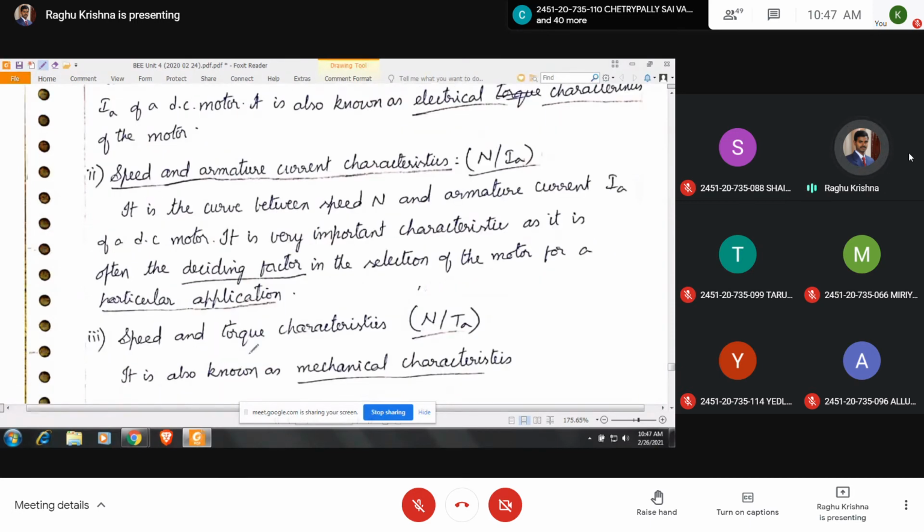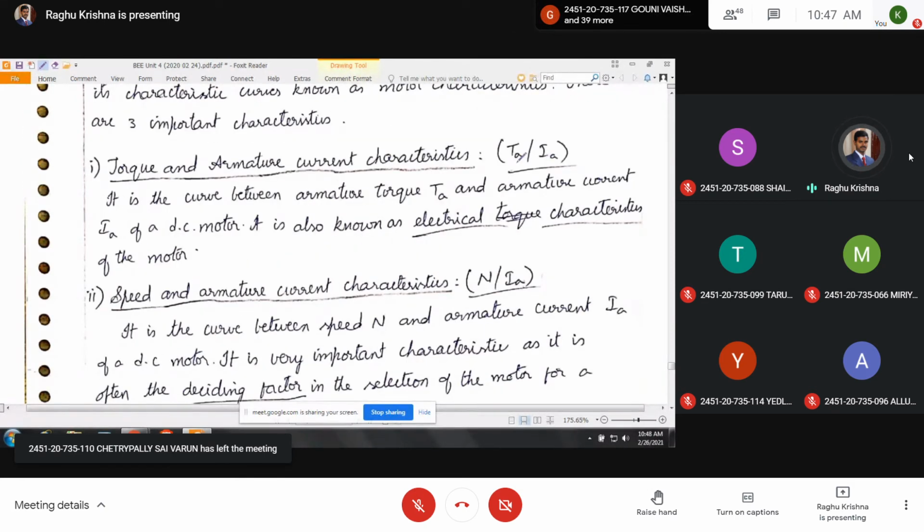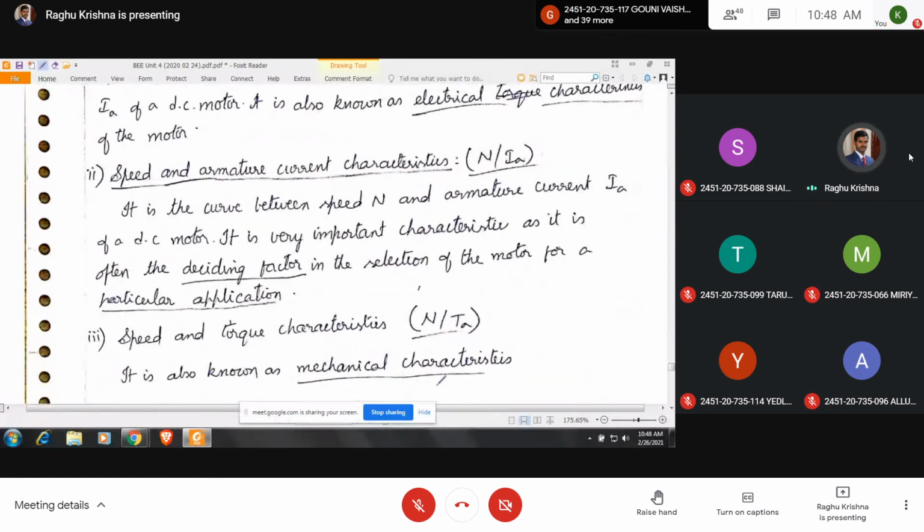Okay, next, the third one, speed and torque characteristics. So the first one is torque versus Ia, the second one is speed versus Ia, the third one is speed and torque characteristics.